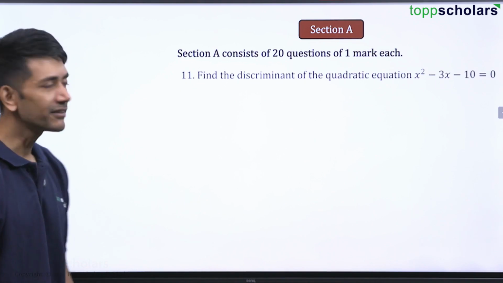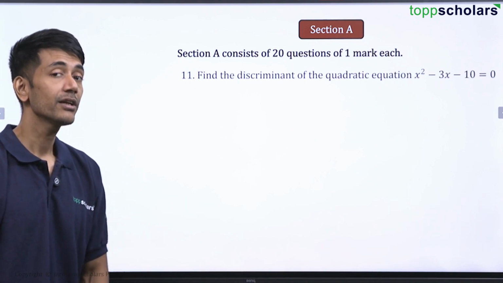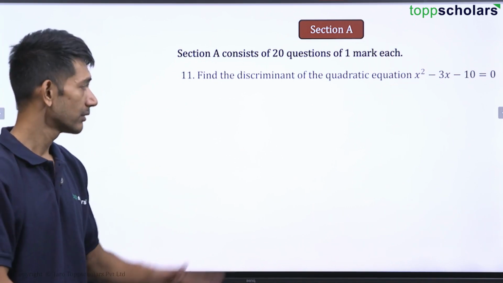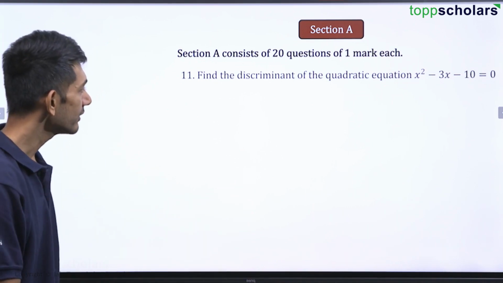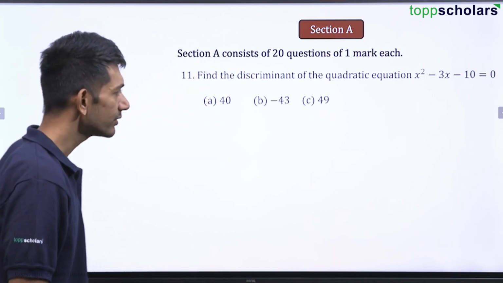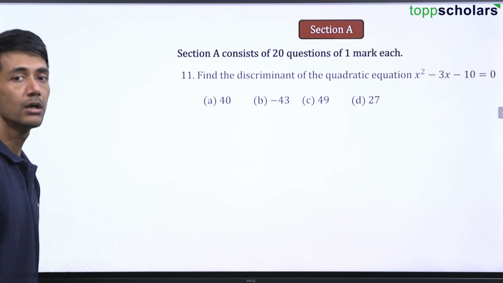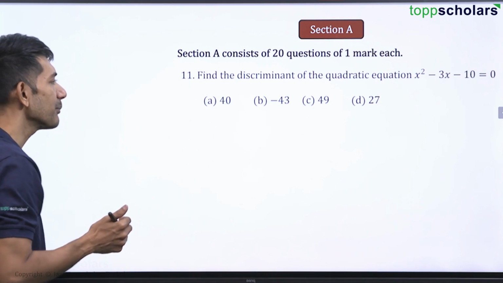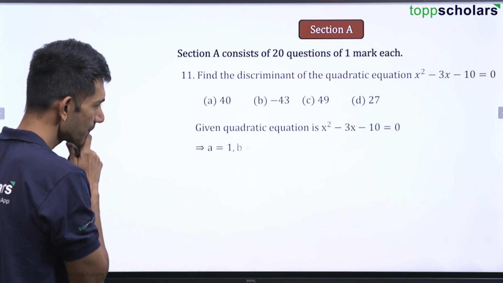It says find the discriminant. Very easy. In quadratic equations, they have asked two questions in the board exam sample paper, basically. That is the discriminant. So how do we find the discriminant? I don't think I have to tell you this because we have already solved one question based on the discriminant before. The value of the discriminant is given by b square minus 4ac.